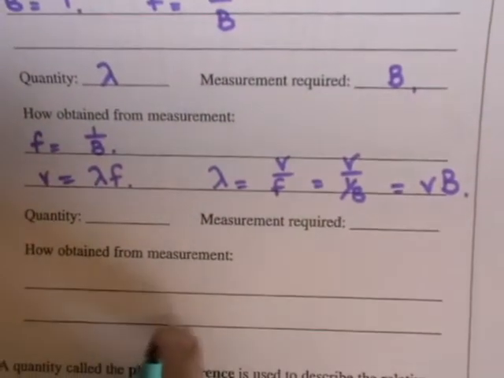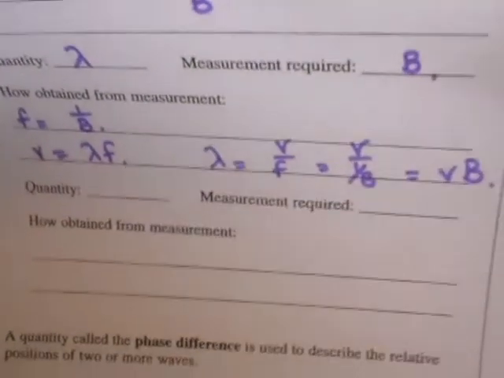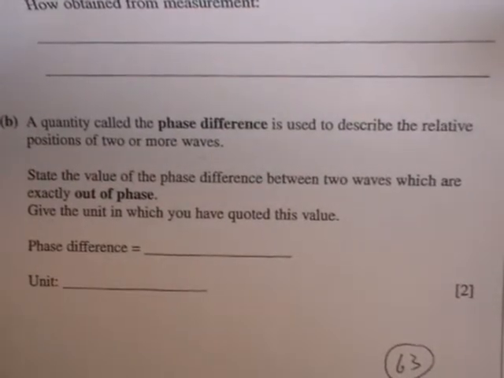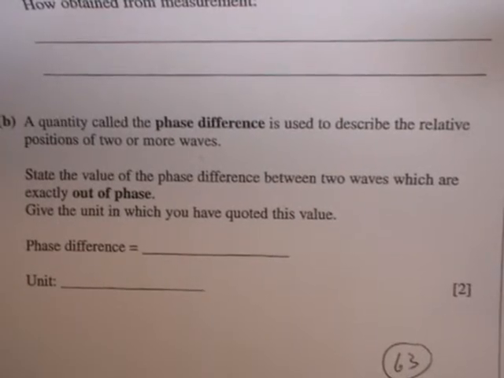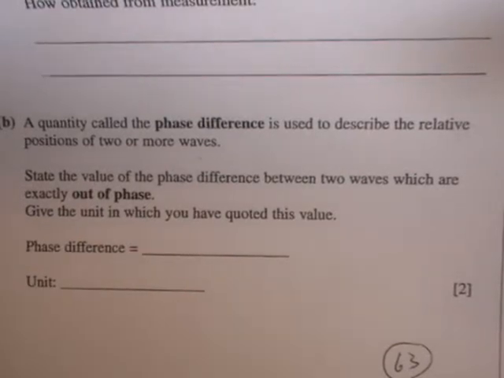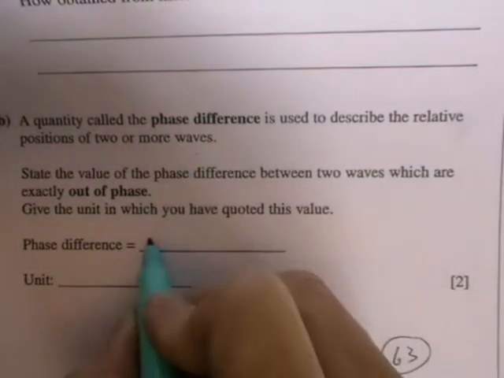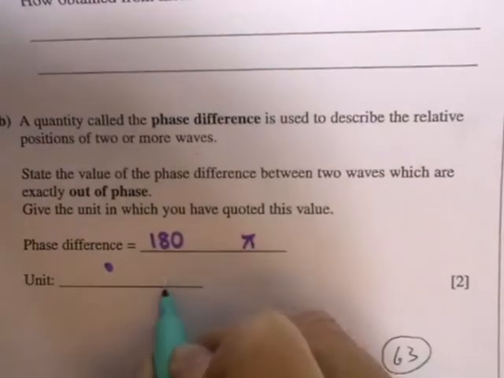We don't need to use a third space because we had only two quantities there that we weren't able to get. A quantity called phase difference is used to describe the relative positions of two or more waves. State the value of the phase difference between two waves which are exactly out of phase. Give the unit in which you have quoted this value. So phase difference, if they're out of phase, is either 180 degrees, or you could use pi radians.